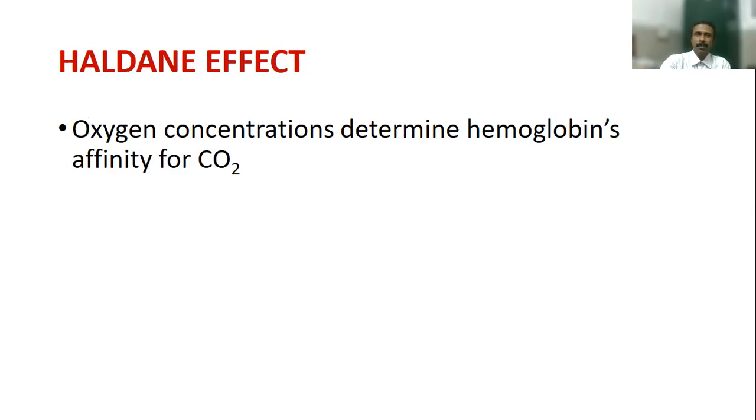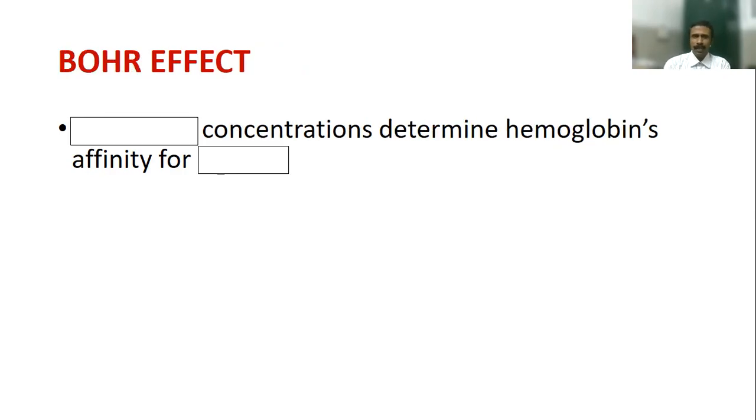Synergistic with this, remember hemoglobin is also carrying oxygen. We have the Bohr effect. Dash concentrations determine hemoglobin's affinity for dash. So it's the carbon dioxide and hydrogen ion concentration which determine the hemoglobin's affinity for oxygen. So it is sort of reciprocal and happening in harmony, in synchrony, both at the tissue level and at the pulmonary level, one enhancing the other.